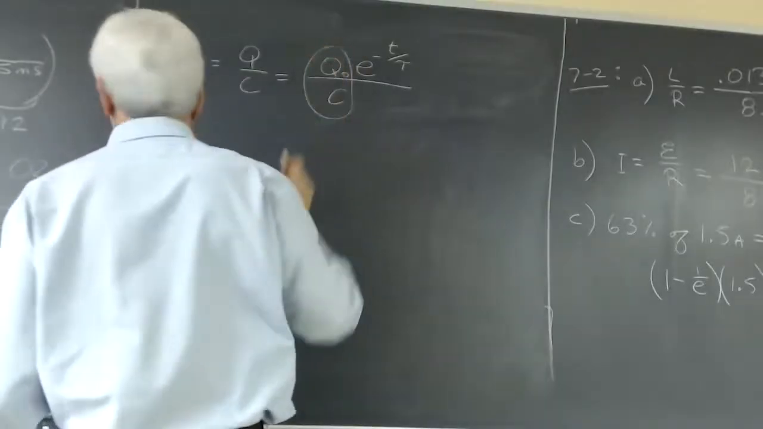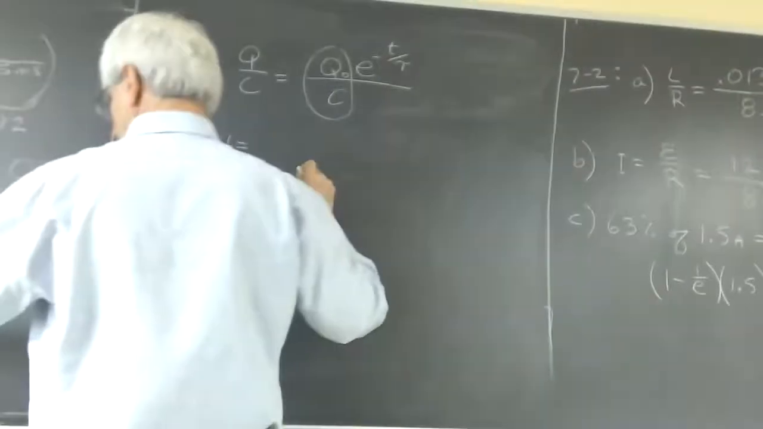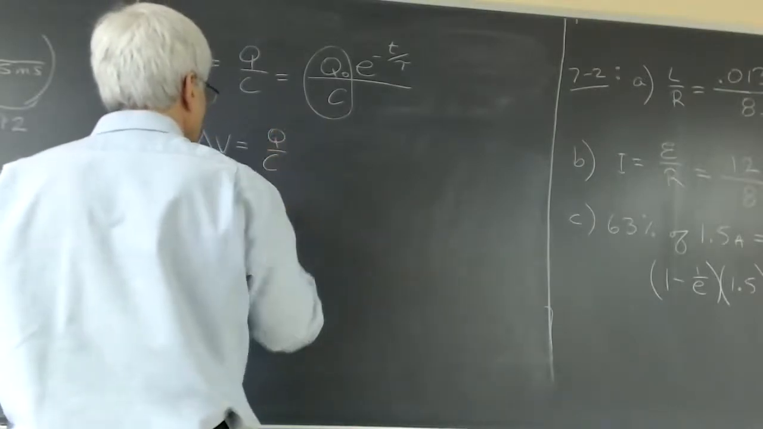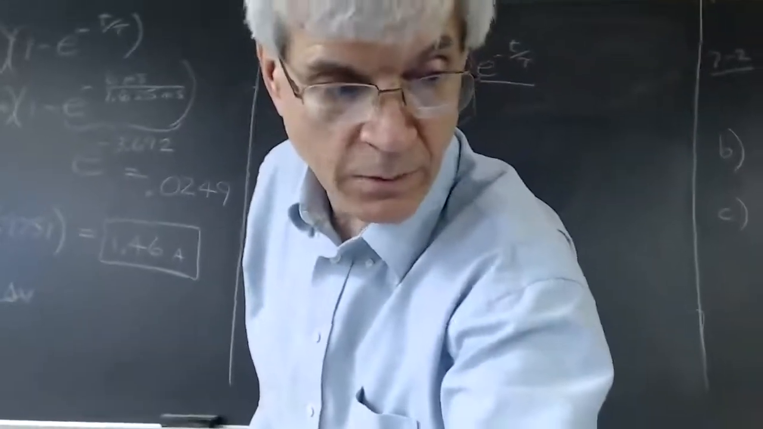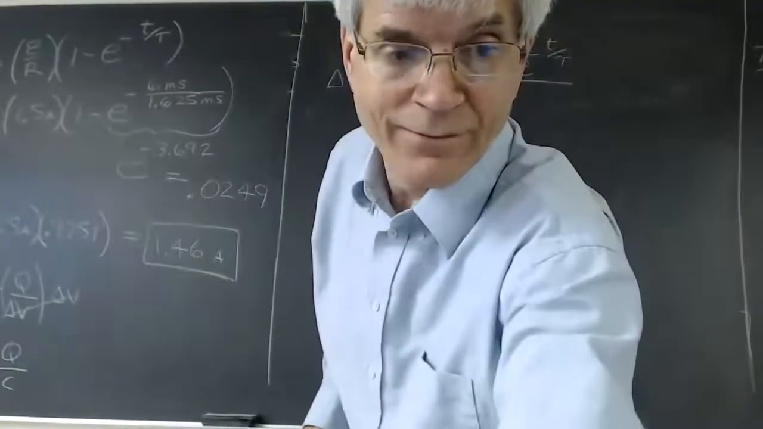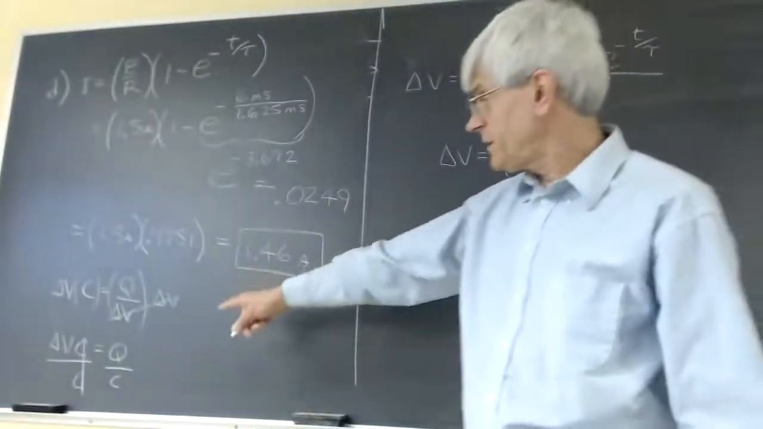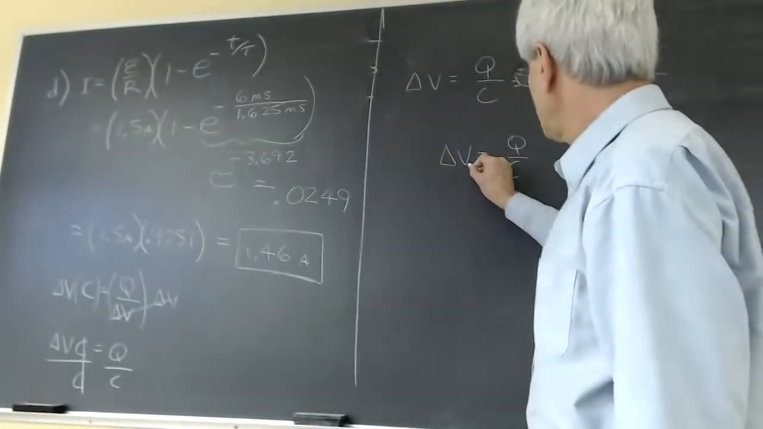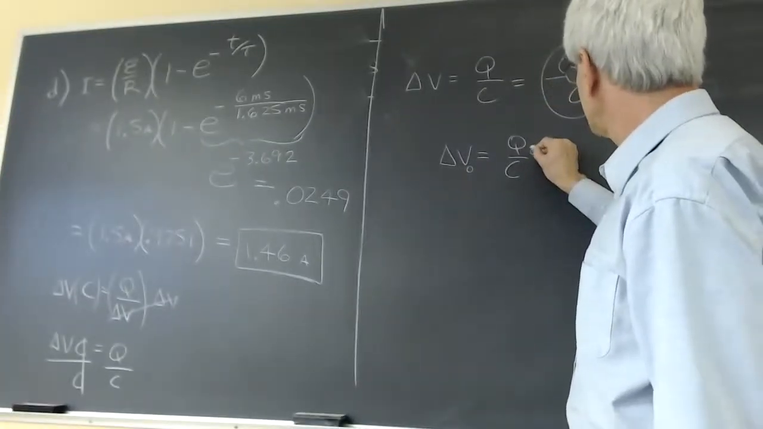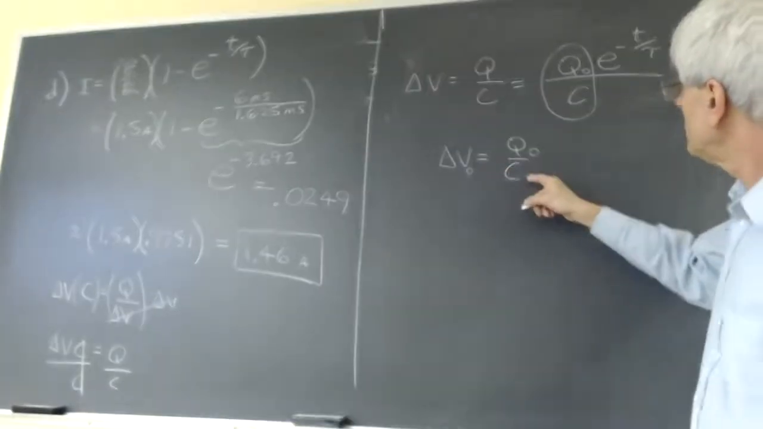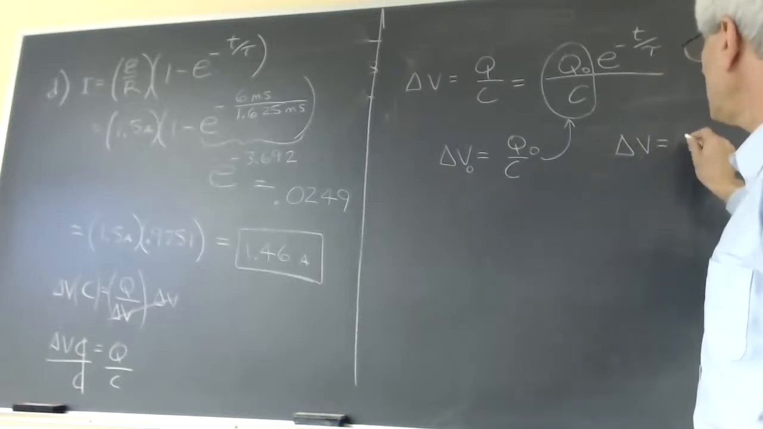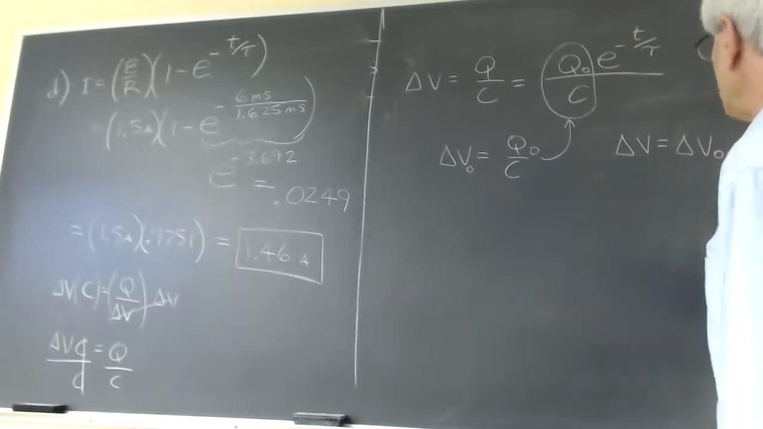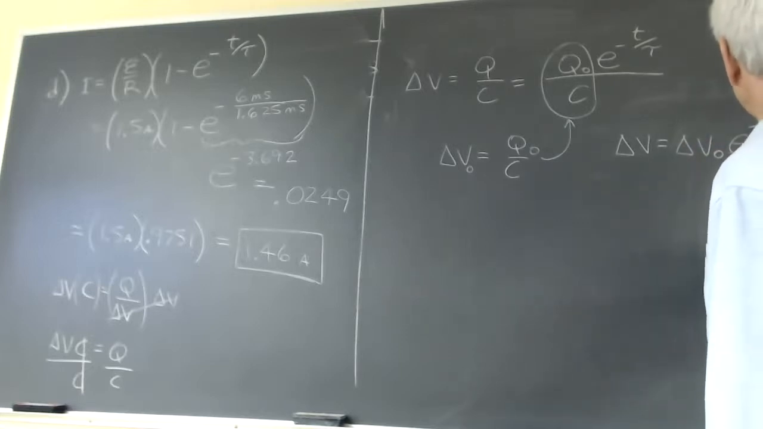And then you see if delta V is equal to Q over C, like I said back over there, I suppose I could get them both on the screen at the same time, kind of like that. So if delta V is equal to Q over C, well, then the original voltage would equal the original charge divided by the capacitance, which is what we've got there. So the moral of the story is delta V equals delta V original e to the minus t over tau.